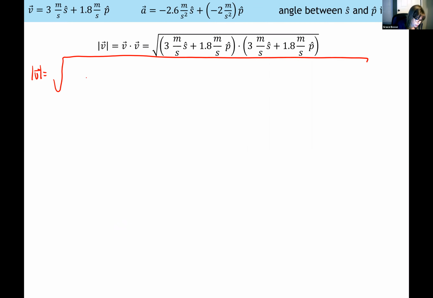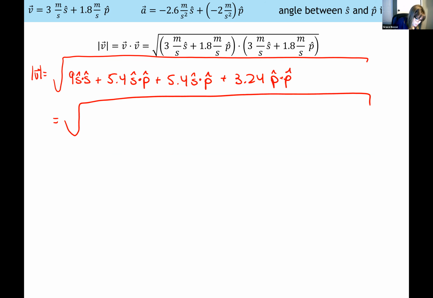So I'm going to do the first terms, which would be 3 times 3. So I get 9 s hat dot s hat. Now let's do the outer terms. So 3 times 1.8 is 5.4. And that is s hat dot p hat. Let's do the inner terms. 1.8 times 3 is again 5.4. P hat dot s hat, that's the same thing as s hat dot p hat. And now the last terms, 1.8 times 1.8 is 3.24. And that is p hat dot p hat. Okay, let's bring it down and simplify a little bit more.